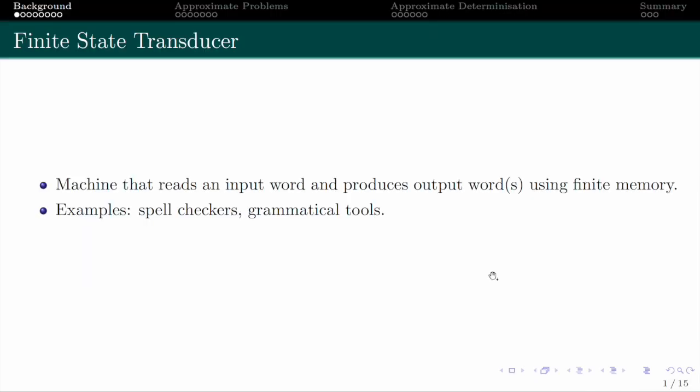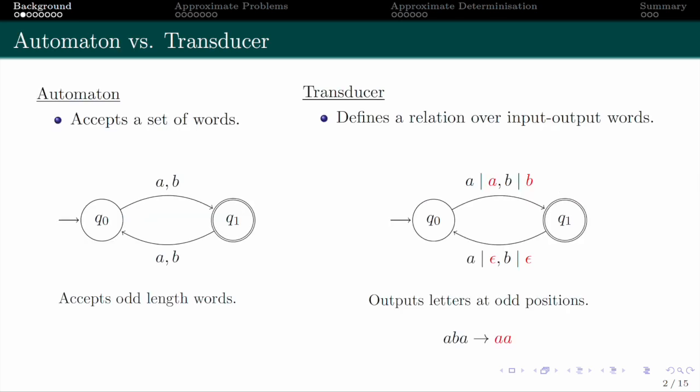Finite state transducers are machines that read an input word and produce an output word using finite memory. While automata accept a set of words, transducers extend automata by also producing output along each transition. The red color indicates the output word. There is an underlying automaton, and for each word accepted by the automaton, it also produces an output obtained by concatenating the output produced along the run of the input word. In this example, this transducer outputs letters at odd positions.